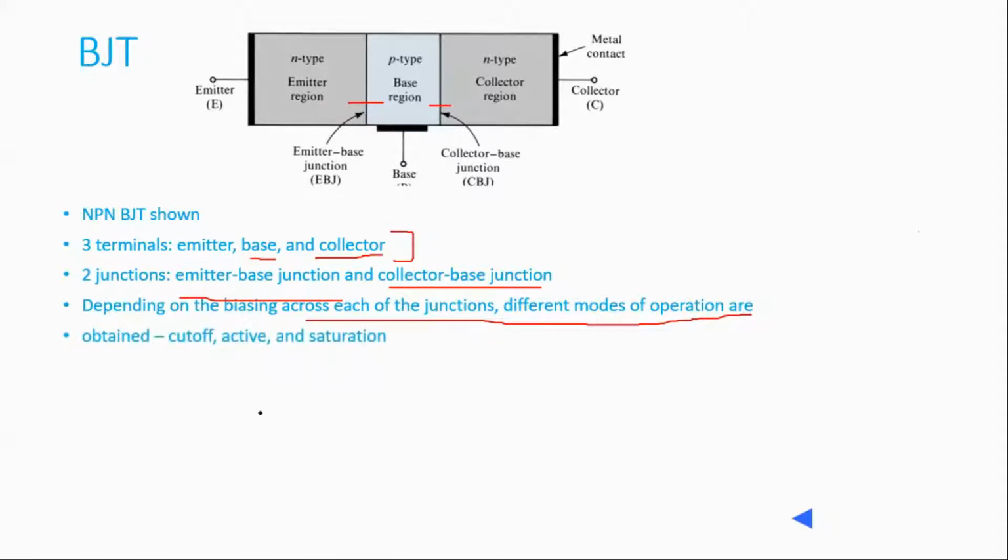They have three different regions of operation, just like your PN junction. They can be cutoff, active, or saturation. So what is the definition of BJT? BJT is a three-terminal, two-junction device which can be used to control the behavior of the current from emitter to collector using the base. That is just the definition. And it can be operated in three regions of operation: cutoff, active, and saturation.